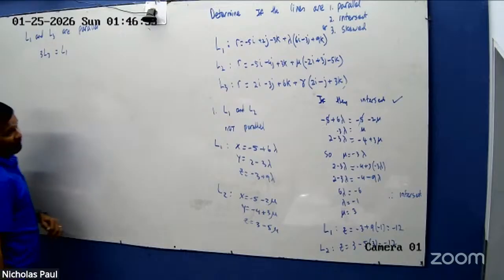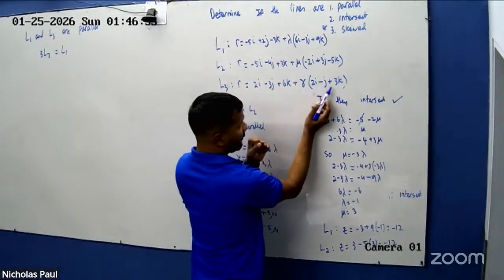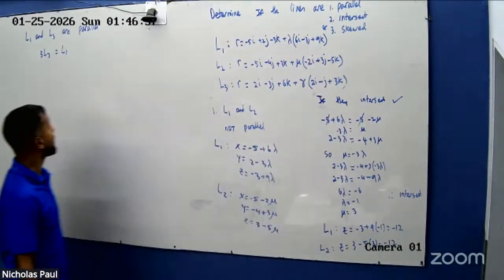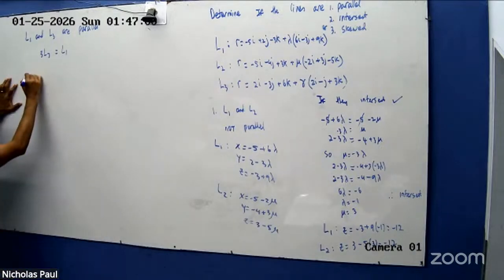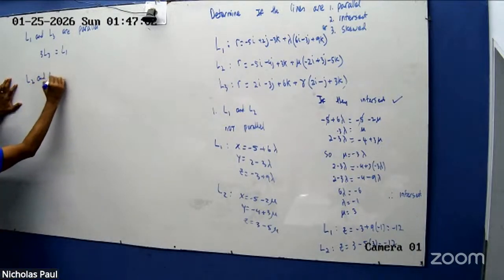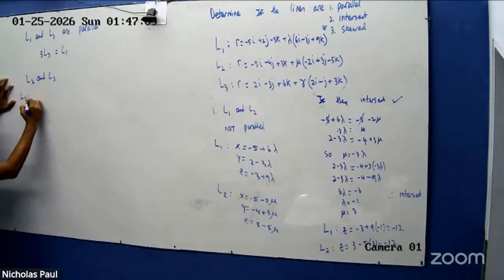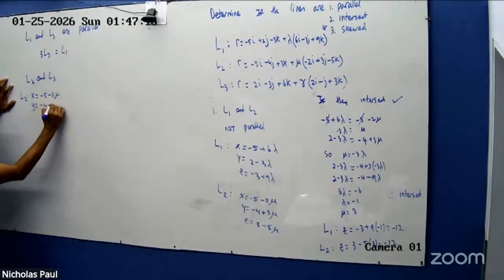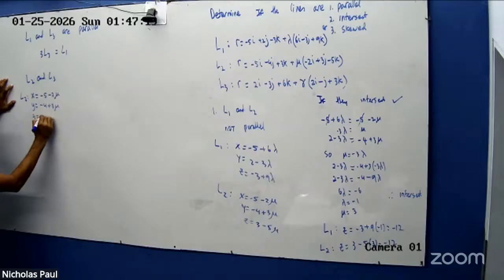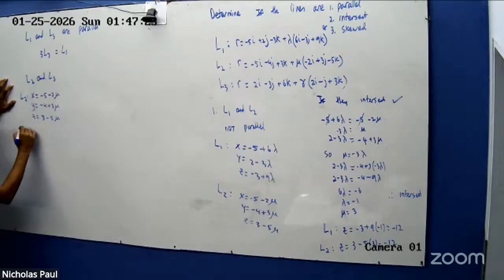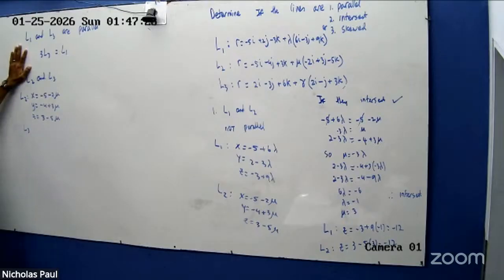I multiply this by 3, I'll get this. Right? So our focus now is L2 and L3. We already have L2. We did it in the last question. 3 minus 5 mu.